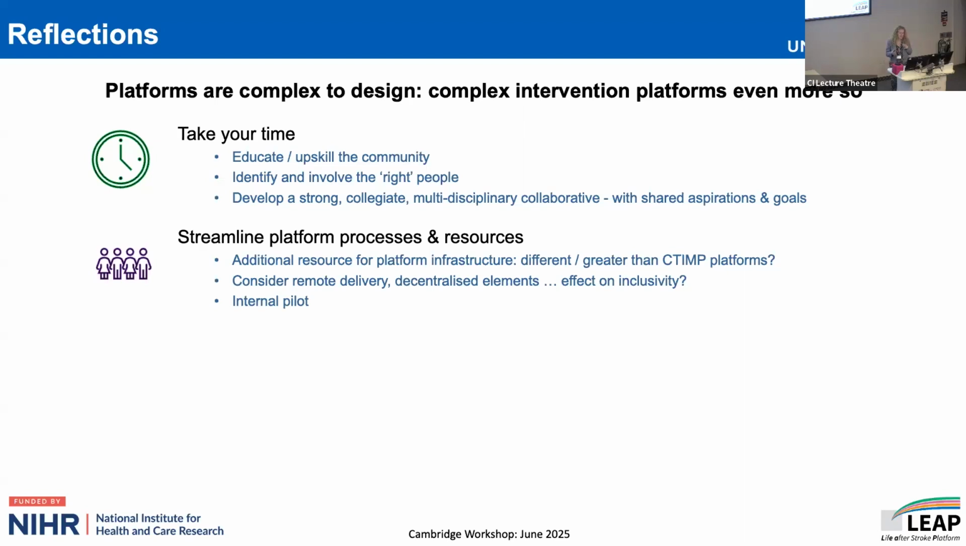As with all platforms, try to streamline the platform processes and resources. And I think our sense was, do we need more resources because this is a complex intervention platform rather than a drug platform? I think some of the resources are different, sometimes they're greater. So we also had a focus on how we could minimise the resources through remote delivery and decentralised elements, which are a big factor now in trials about efficiency. But also for us, it was really important to have an inclusive platform. So also thinking about the effect of those ways of doing things on inclusivity for the platform. Who does it exclude, particularly with our stroke survivor groups that have different impairments and different challenges?